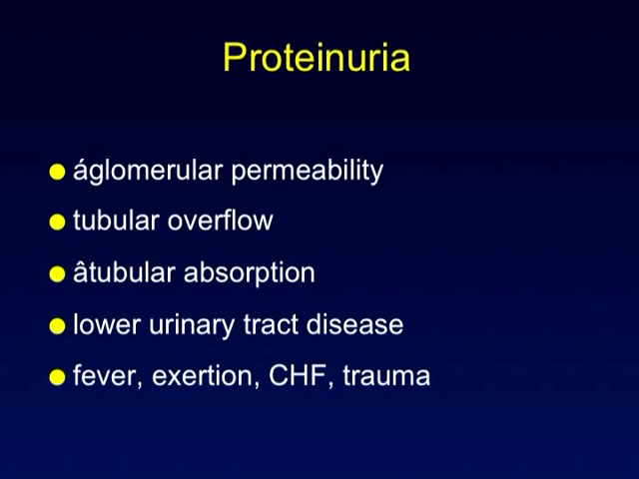Brad Denker talked to you about proteinuria, but there are different things you need to consider with proteinuria. Sources: very permeable glomeruli, tubular overflow, impaired absorption of albumin by the tubules, lower urinary tract disease, and then fever, exertion, CHF, and trauma. Mostly put out of your mind lower urinary tract infection, fever, exertion, CHF, or trauma as a cause of significant albuminuria. If you see somebody with significant albuminuria greater than 2+, 3+, more than 500 milligrams to a gram, it's going to be either tubular or glomerular. Urinary tract infections don't cause a gram of protein in the urine.